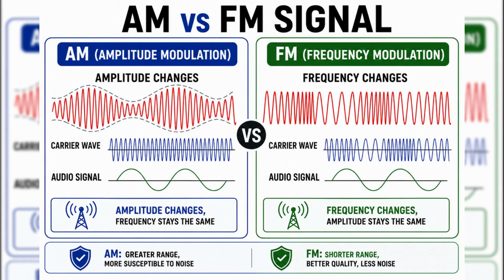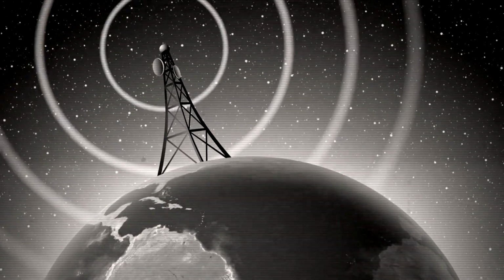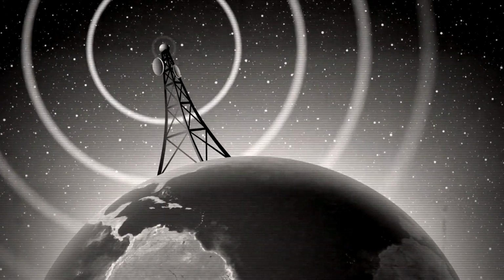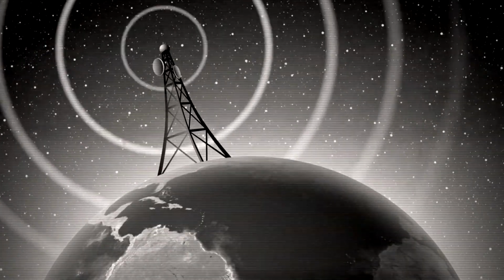Another major difference lies in bandwidth. FM radio uses a much wider frequency range than AM, allowing it to carry more audio information, including stereo sound and a broader range of frequencies. This is why FM broadcasts sound richer and more detailed, especially for music. AM broadcasting, with its narrower bandwidth, sacrifices audio quality in exchange for efficiency and long-distance transmission capabilities.